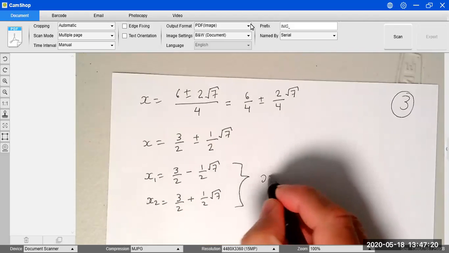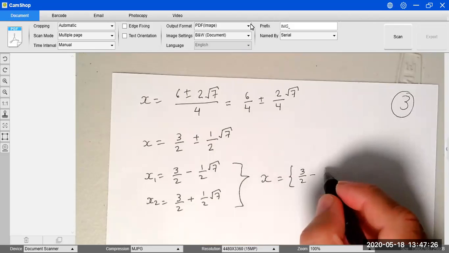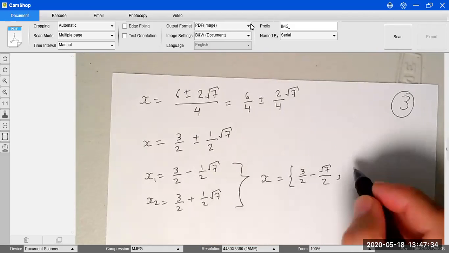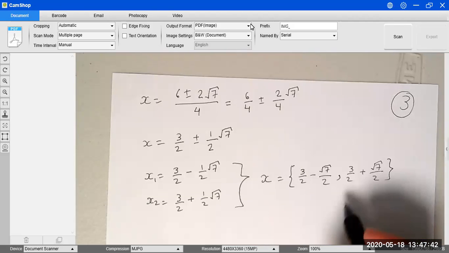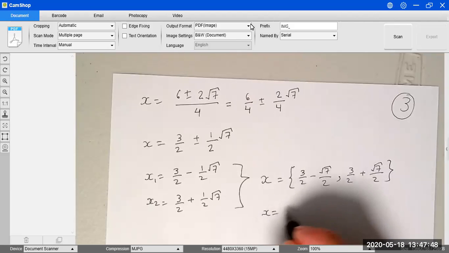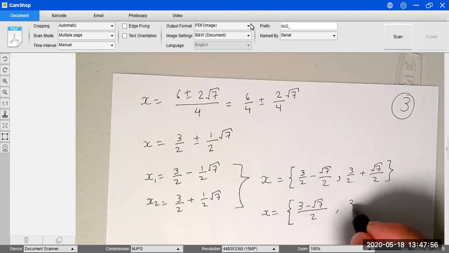So you can write this as 3 over 2 minus, you can just multiply 1 and the radical, you're going to get the square root of 7 over 2, and also here 3 over 2 plus the square root of 7 over 2. So you can present the solutions in this way, or you can also use a common denominator. So the other way to present this is 3 minus square root of 7 over 2, comma 3 plus square root of 7 over 2.